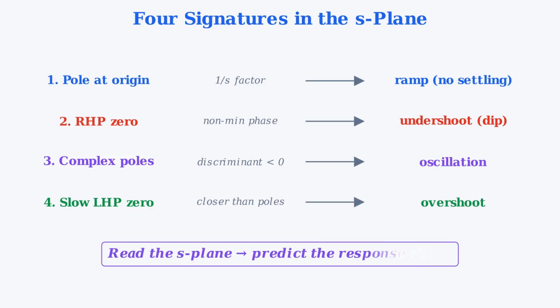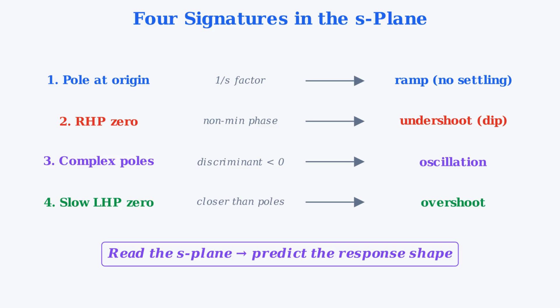Second, a zero in the right half plane, sometimes called a non-minimum phase zero. The initial slope of the step response and the final value have opposite signs, so the response must dip below 0 before climbing back up. That dip is undershoot. Third, complex-conjugate poles. If the denominator is a quadratic with negative discriminant, the poles come as a pair sigma plus or minus j omega d, and the step response oscillates around the final value.